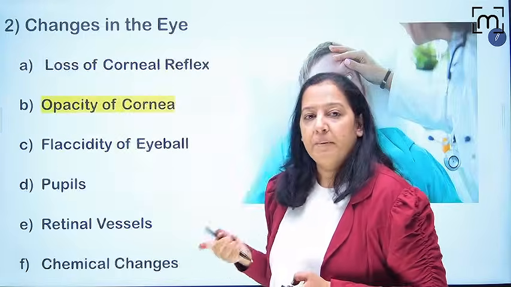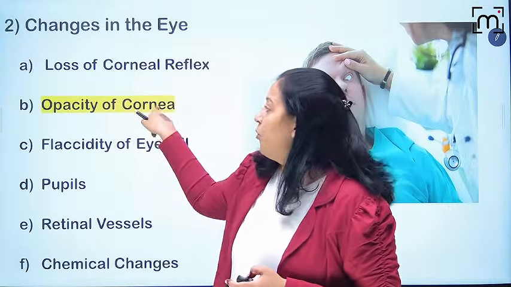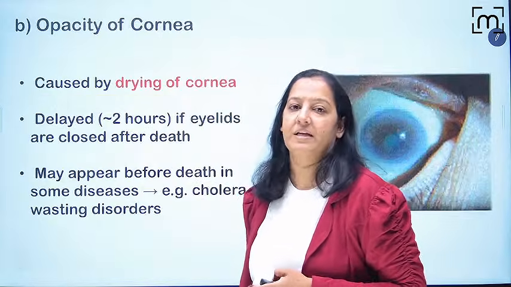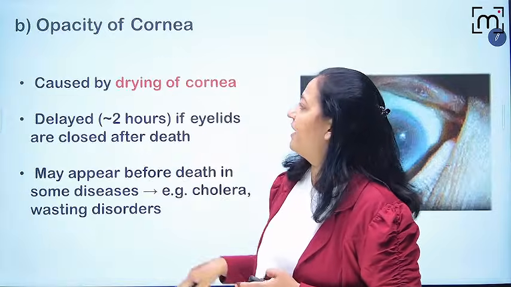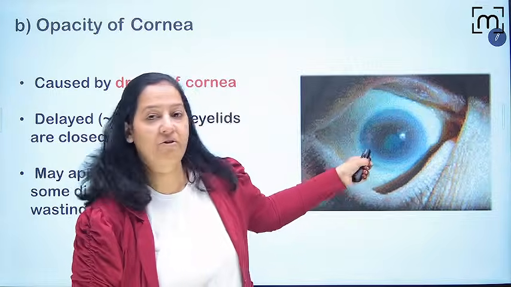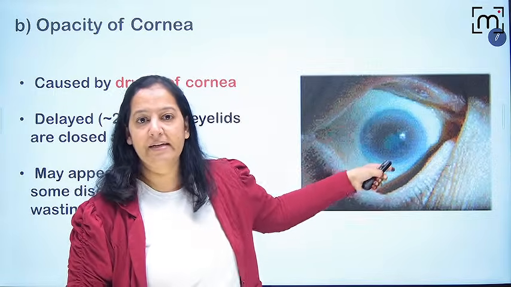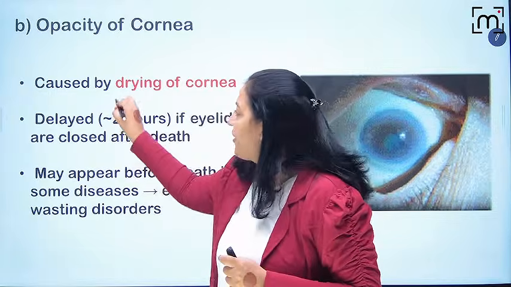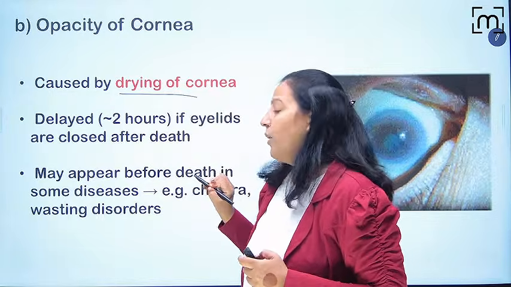Number one, loss of corneal reflex. Number two, loss of opacity of the cornea. Second thing. So coming to the second one, the cornea becomes dry. Can you see the cornea? See, it's dry, it's wrinkled. So drying of the cornea. Now it depends.